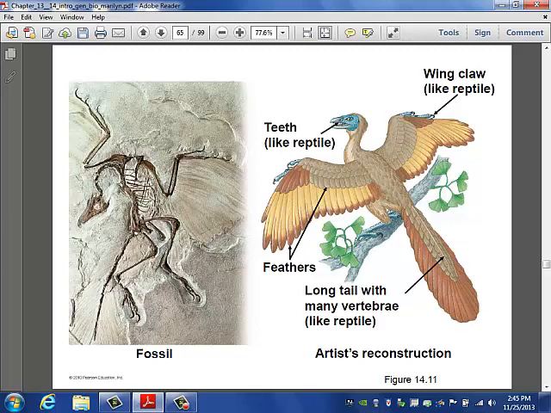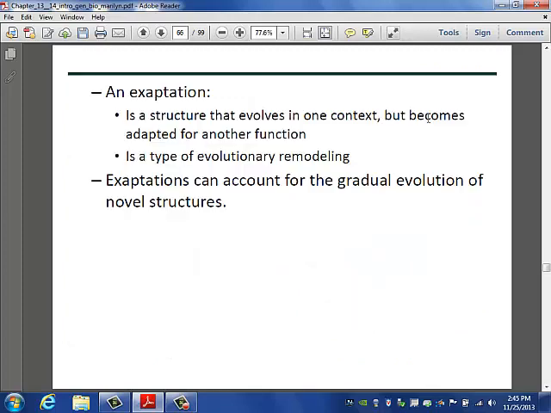Correct. They can live long enough, get strong enough to have what? Viable offspring and pass those changes on. So, an exaptation is a structure that evolves in one context but becomes adapted for another function.